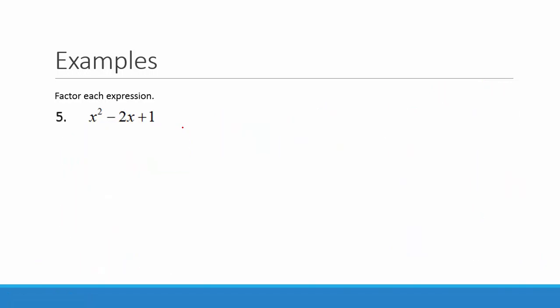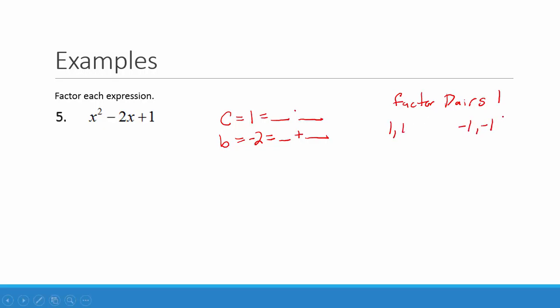This is in the form 1x squared plus bx plus c. Our c is equal to 1. We need factor pairs of c that add to give us b, which is negative 2. What are some factor pairs of 1? This one's going to be easier than last one. To multiply to get 1, we can do 1 times 1 or -1 times -1. And that's it.